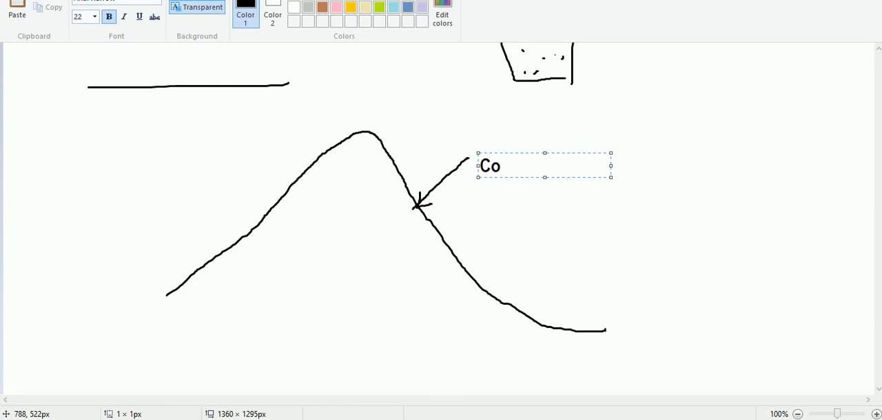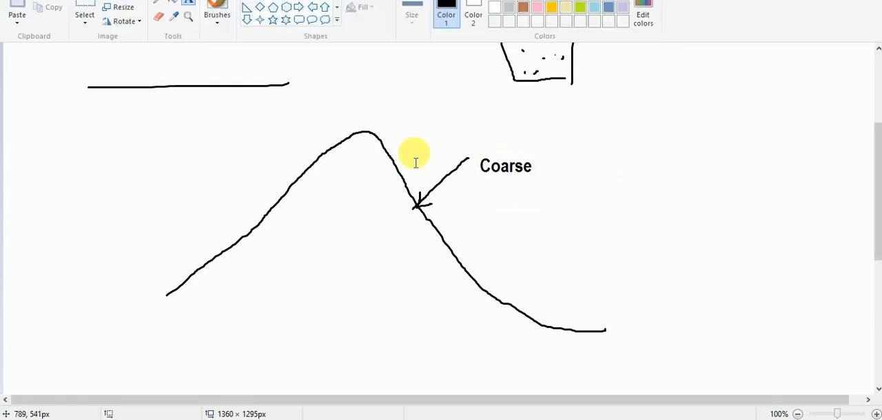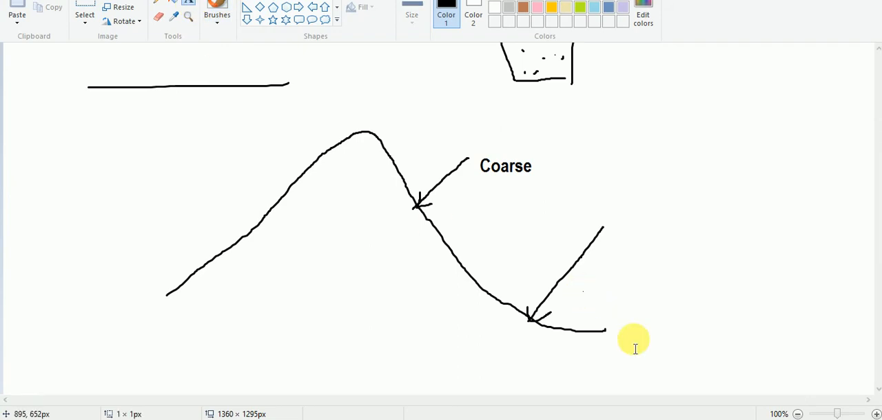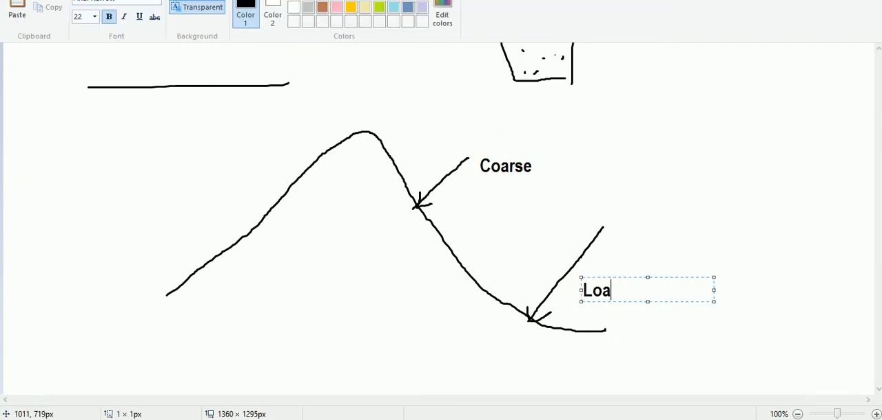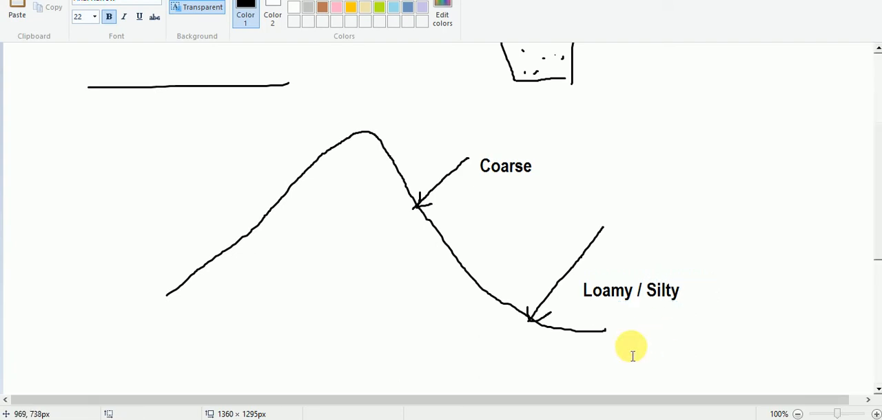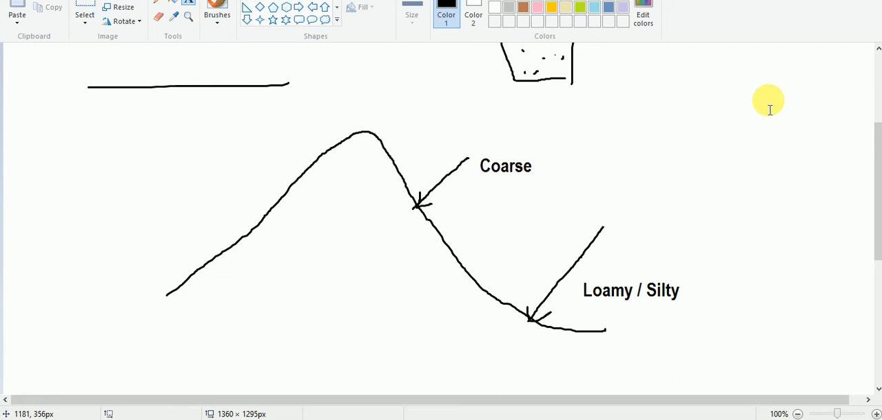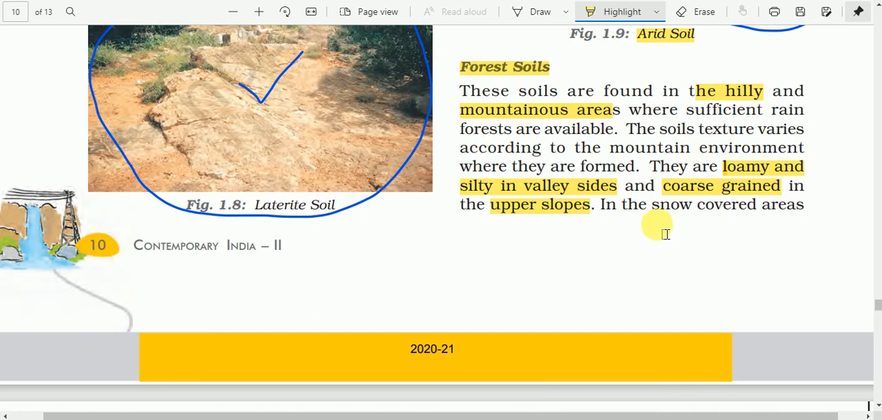The texture is coarse. And whereas at this valley side here in the low-lying area at the foothills, it is loamy and silty. That means fine. Loamy and silty. So there is a good amount of clay and silt in the low-lying areas.